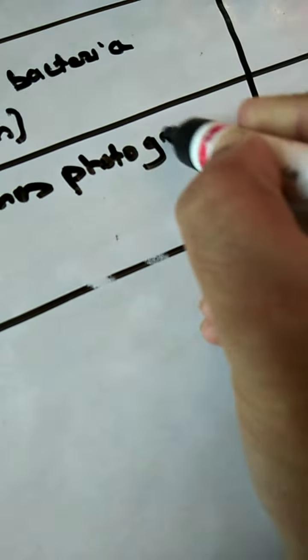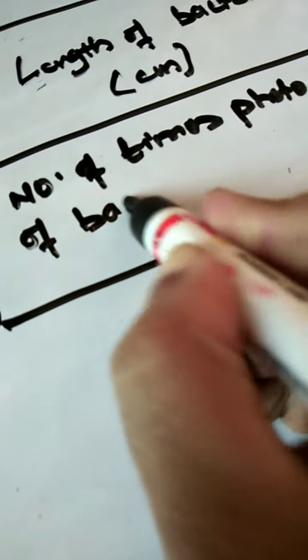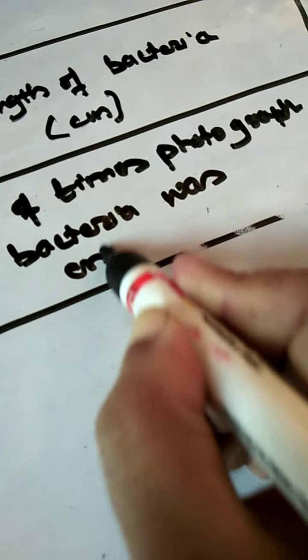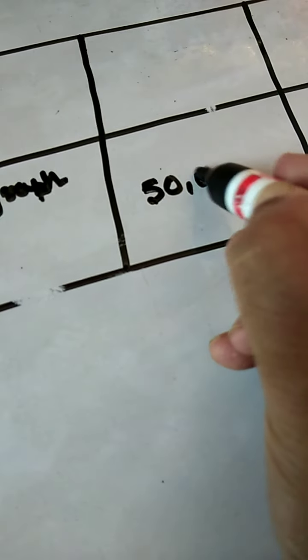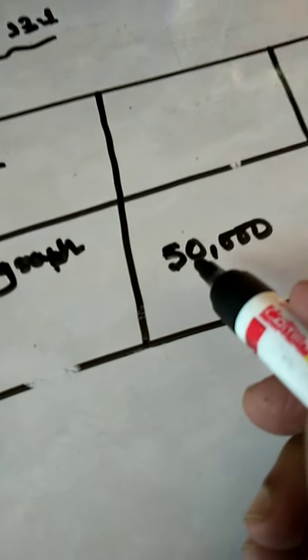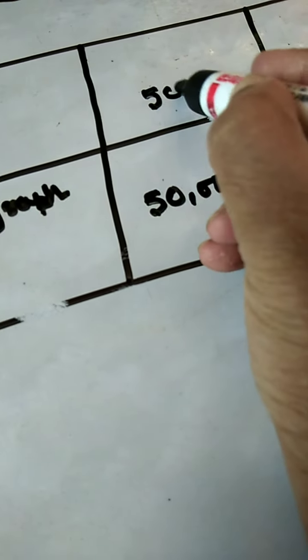what we are increasing, the photograph of bacteria, was enlarged. According to the first two sentences, the photograph of bacteria was enlarged by 50,000 times, so we'll write 50,000 here. And what is the length it attained? It attained 5 centimeter.